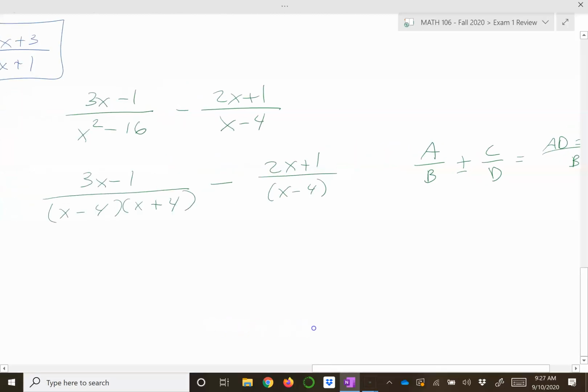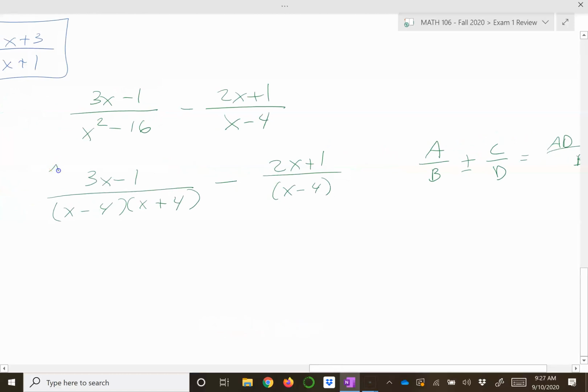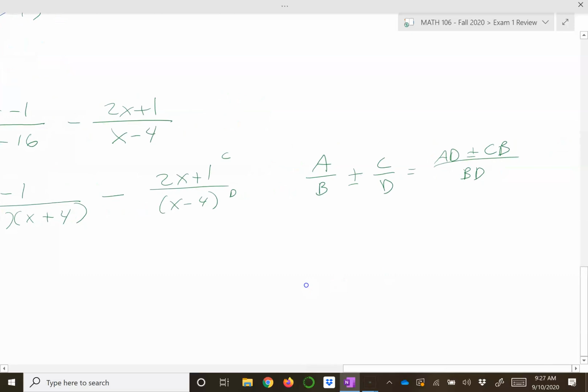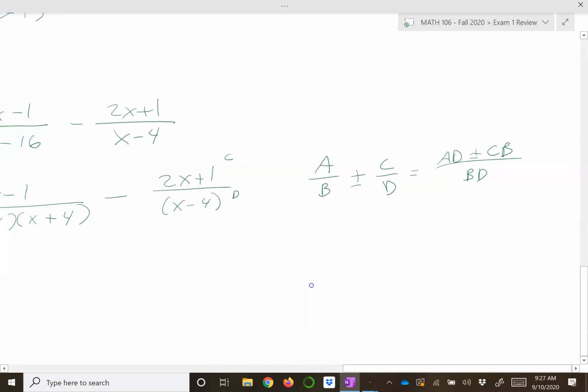So let's try that. Now what I'll even do is I'll label this. So this one up here is A, this is B, this is C, and this is D. Right? Now you can certainly do this by finding the least common denominator, and if you're good at that, that's fine, but this will work every time. So let's just go ahead and follow this formula, because it works.